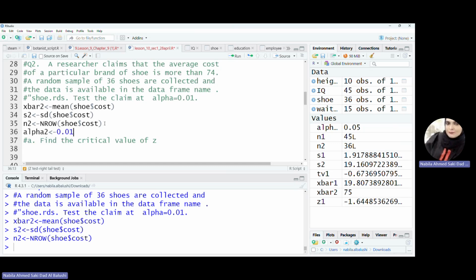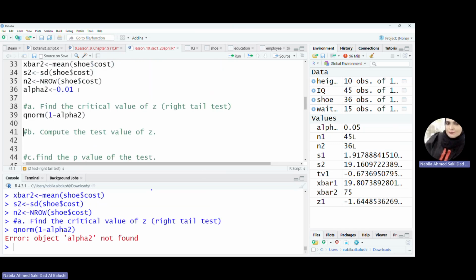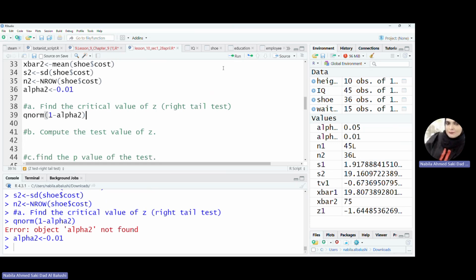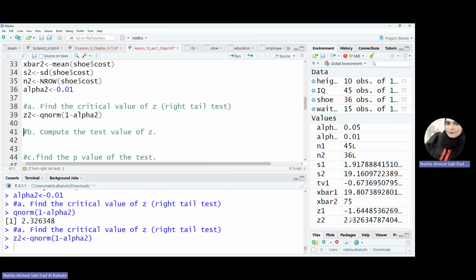Alpha is 0.01. Find the critical value. If it is a right tail test, and this is a right tail test, the critical value must be positive. So we have to use, again, the same code, but we have to use 1 minus the value of alpha. Okay, so we did not save the alpha. If you run the code, you will get the critical value 2.33. You can save it as Z2 if you want to save it in the environment.